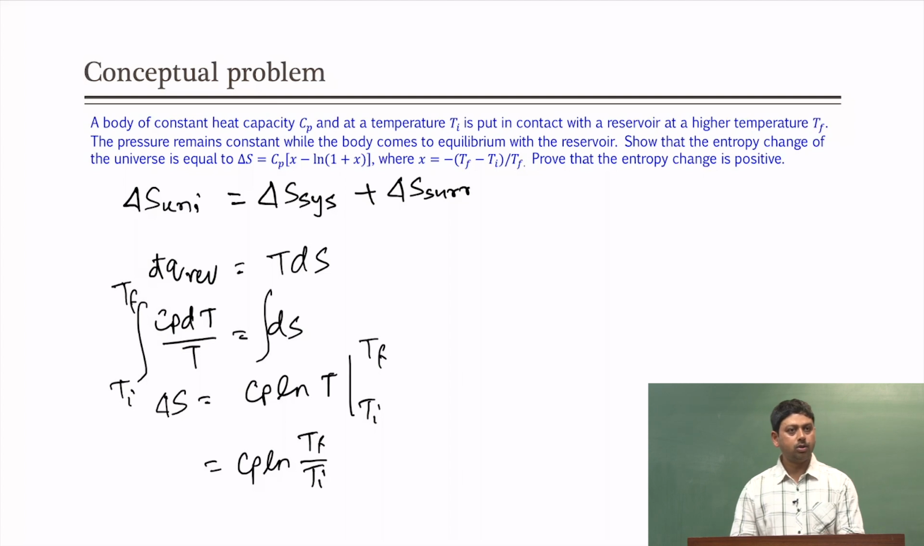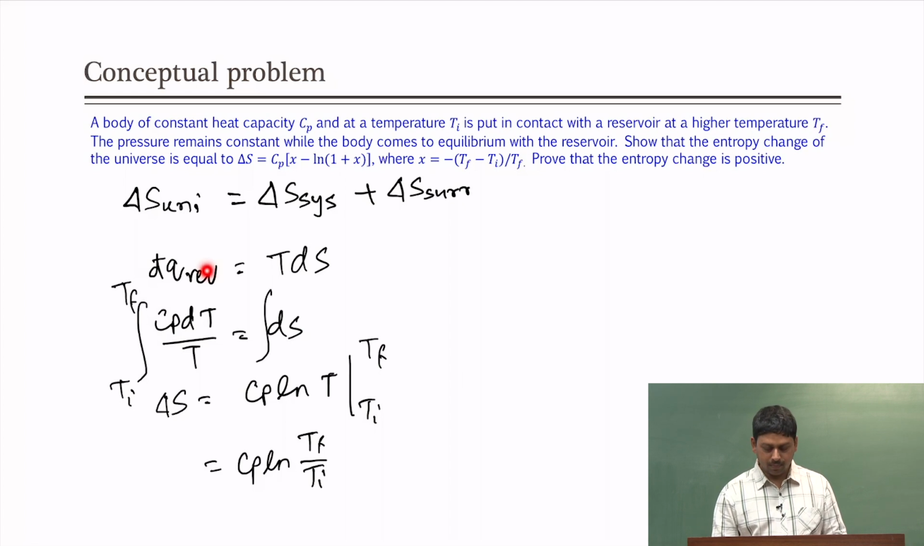Okay. So, this part is okay. This is the system's entropy change. How did I do that? We calculated the dq reversible, and we know that dq reversible is TdS, and dq reversible is Cp dT. So, Cp dT, then put the T down, and it is Cp ln Tf by Ti. This is the formula for the entropy of the system in a constant pressure process.